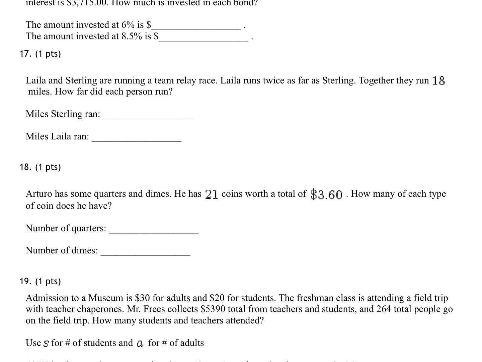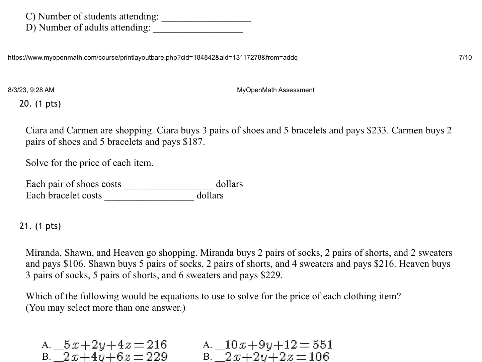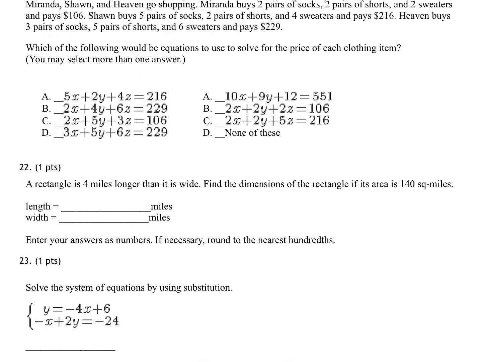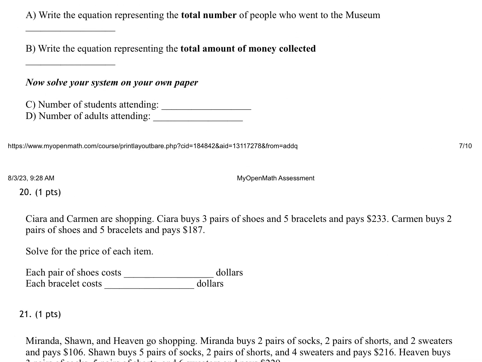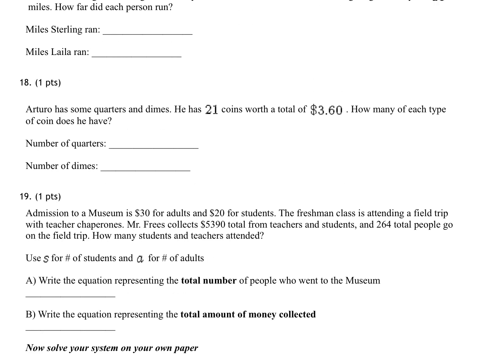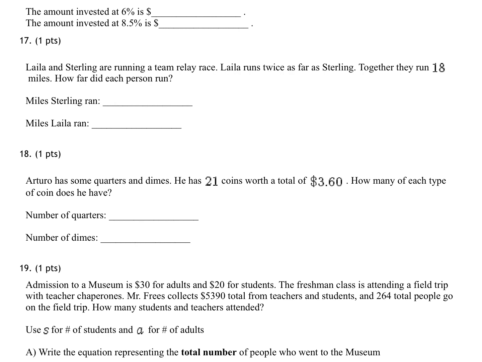17, Layla and Sterling are running a team relay race. Layla runs twice as far as Sterling. Together they run 18 miles. How far did each person run? So 17, 18, 19, these are all kind of similar. They're all similar in that they're word problems involving systems of equations. So we did the investment one. Let's pick out maybe one more to do together.